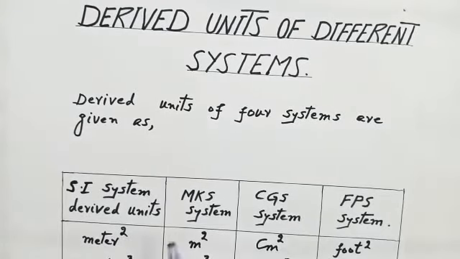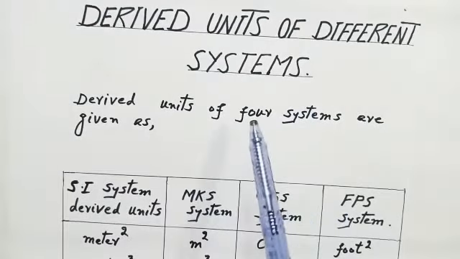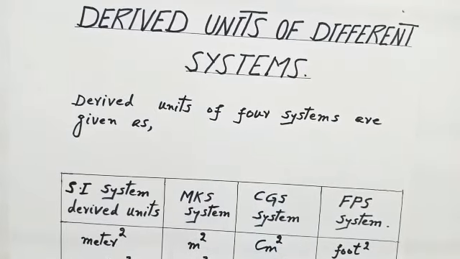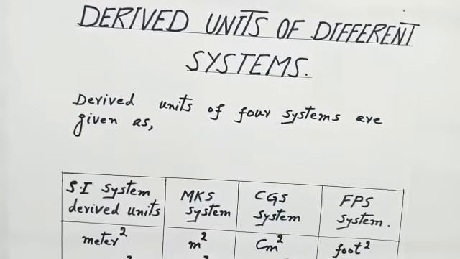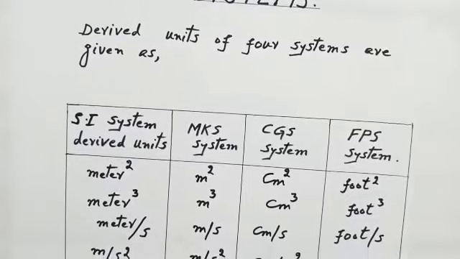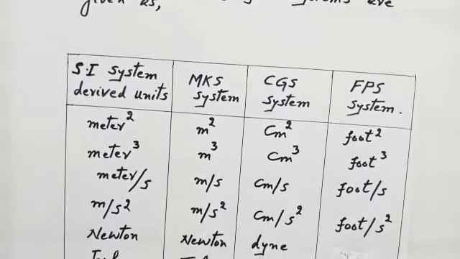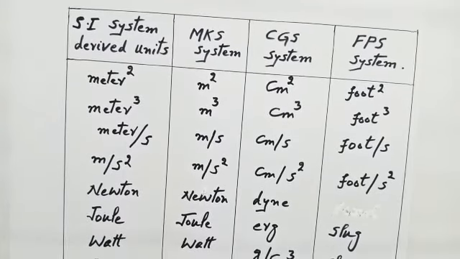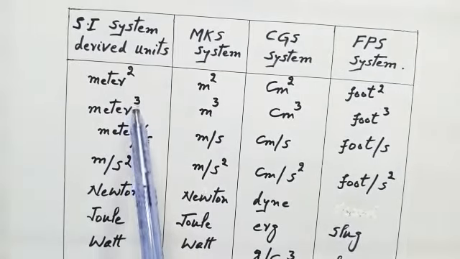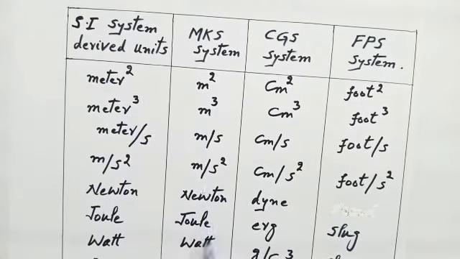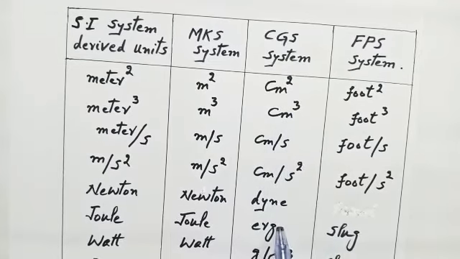Now we are going to discuss derived units of different systems. Different systems have their own derived units. So here is a chart of derived units of all the four systems, that is SI system, MKS system, CGS system, FPS system. These are derived units of SI system, MKS system, CGS system, and FPS system.